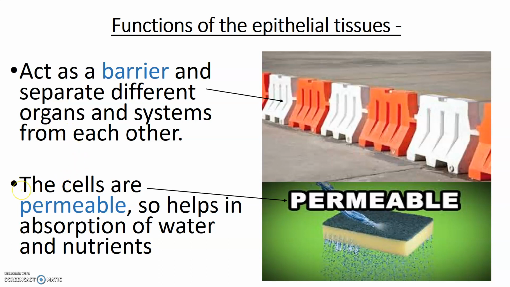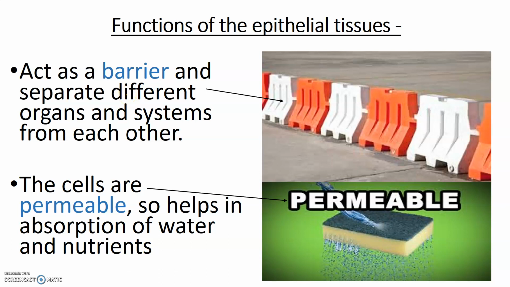Next function is that, because of its permeable nature, it helps in the absorption of water and nutrients. If I give you the example of your digestive system, the inner lining right from your mouth till the anus, the tube-like structure which is the alimentary canal, has an inner lining of epithelial tissue, and that helps in absorption at the places where it is done. Like in the small intestine, the absorption of the nutrients takes place. In the large intestine, absorption of water takes place. So it is because of the epithelial tissue which is present inside the organs or organ systems.